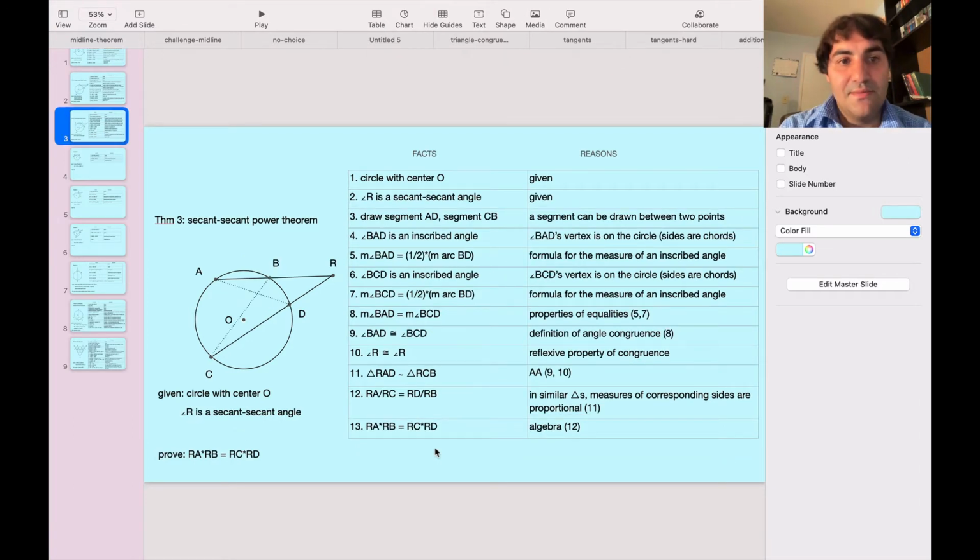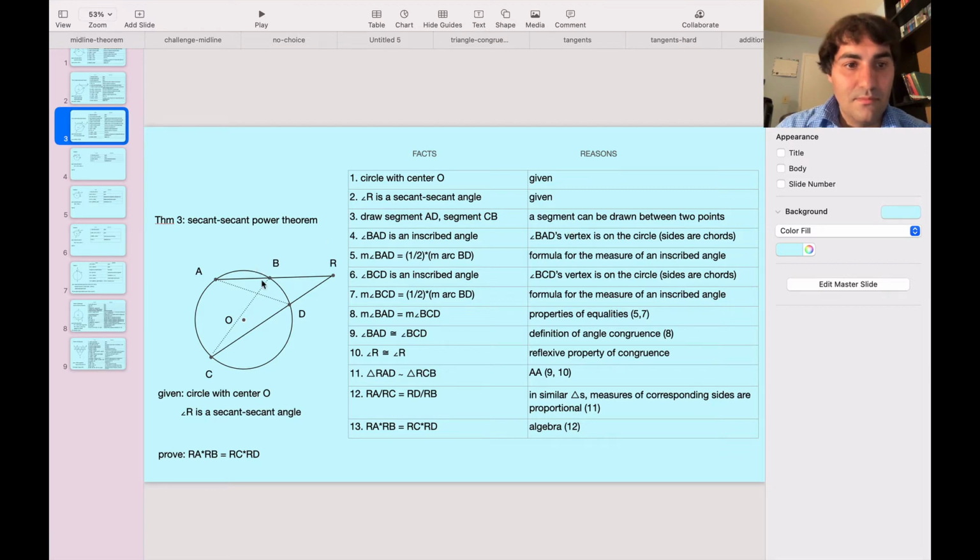Okay, so this is the last power theorem. It's the secant power theorem. Given a circle with center O, angle R is a secant angle. I shorthanded it. I could say RA and RC are both secant segments, but I think if you just say angle R is a secant angle, that pretty much sums up the relationship between these two segments. So let's write down what we know. I'm going to draw segment AD, and I'm going to draw segment CB using the fact that a segment can be drawn between two points.